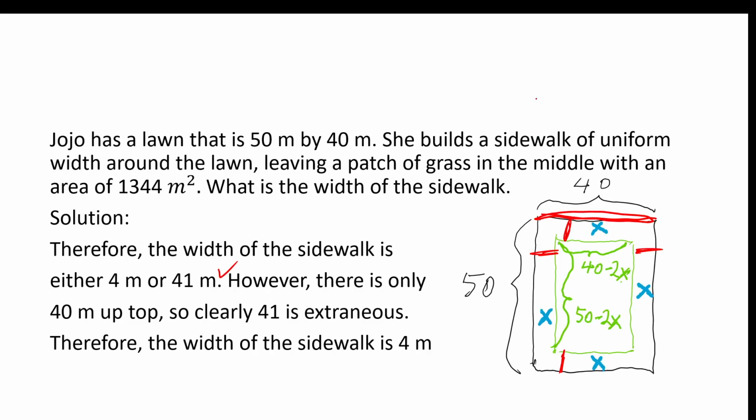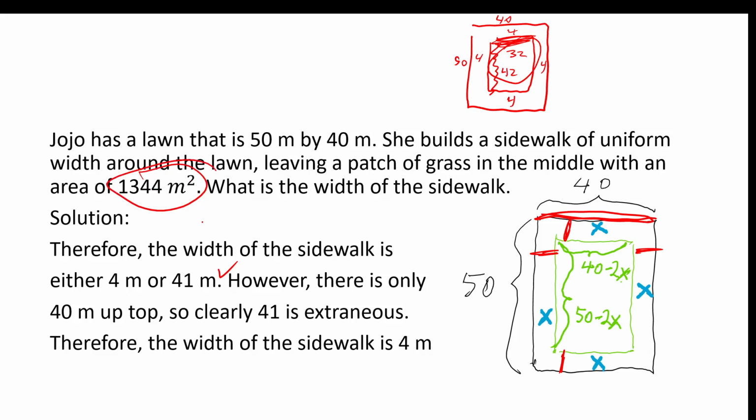And so just to show you what that means, the whole question is just saying this. We started off with 40 by 50. But JoJo then put a 4 meter sidewalk around the whole thing. So since she had 4 on all sides, that meant that this across the top was now only 32, and this piece along here was now only 42. Well, 32 times 42 is equal to 1,344. So that's the ultimate thing that we just did.